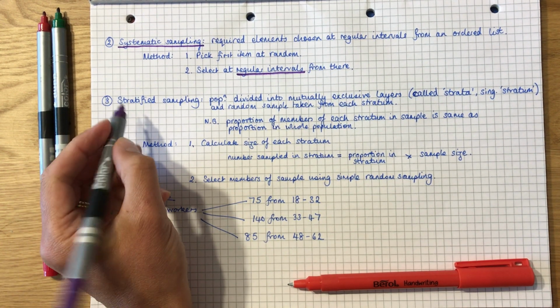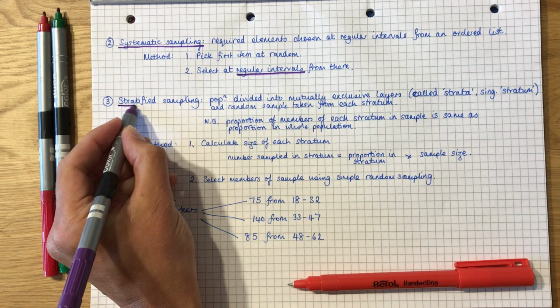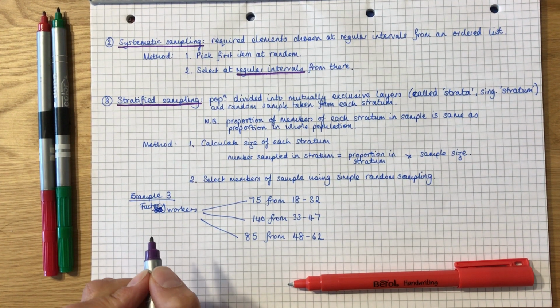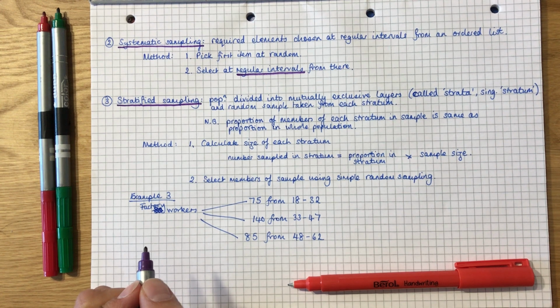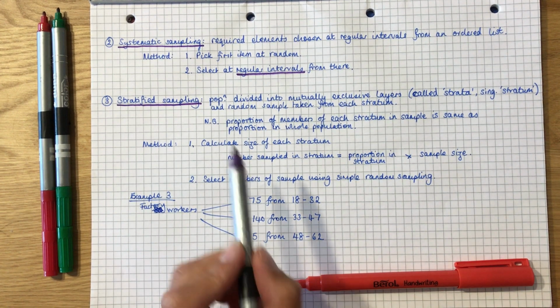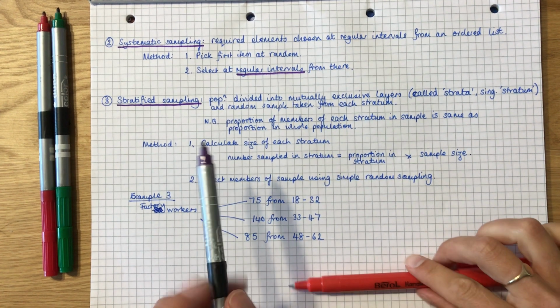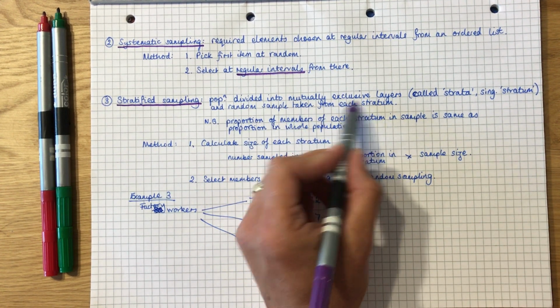The third type of random sampling is called stratified sampling. And this one's a little bit more detailed and it's particularly useful because it helps us to consider the sizes of subgroups in the population. So what happens is you take your population and you divide it into mutually exclusive layers. Mutually exclusive just means that those layers don't overlap.